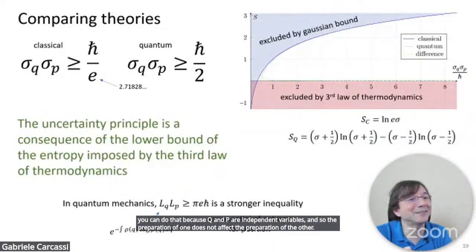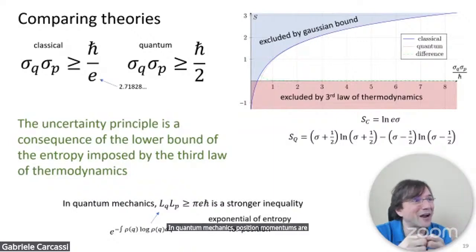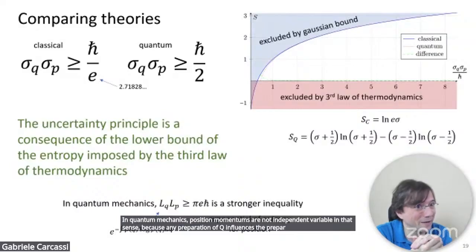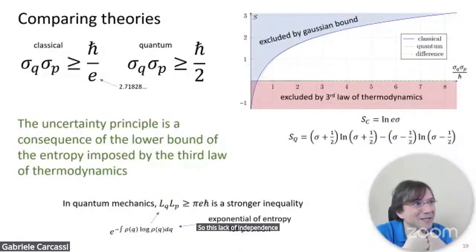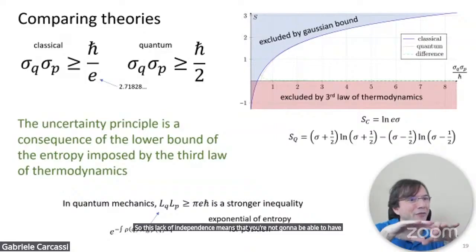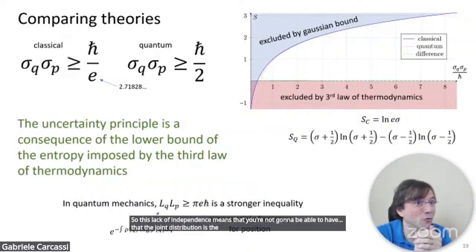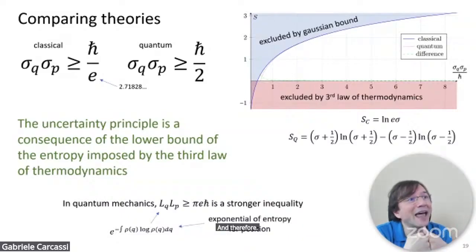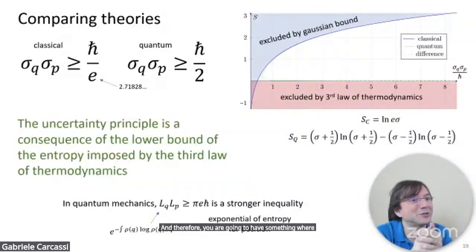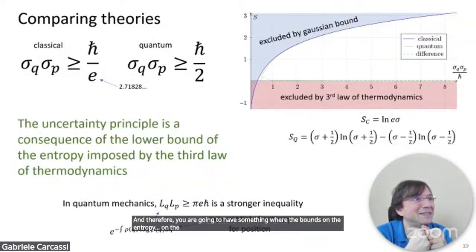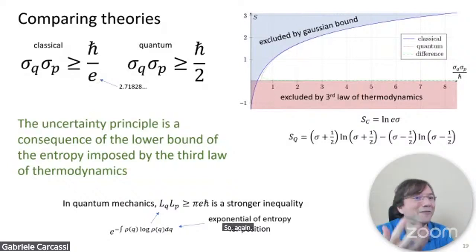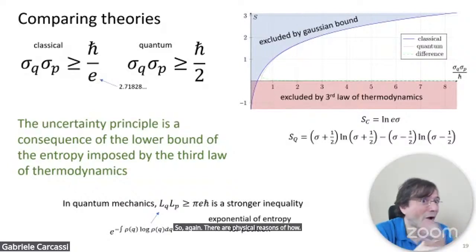In quantum mechanics, position and momentum are not independent variables in that sense, because any preparation of Q influences the preparation of P. This lack of independence means the joint distribution is not the product of the two marginals, like you have in classical mechanics. Therefore, the bound on the entropy, on the uncertainty, is a little bit higher than you would have in classical mechanics. So again, there are physical reasons why these things work and make sense. I hope it made sense.